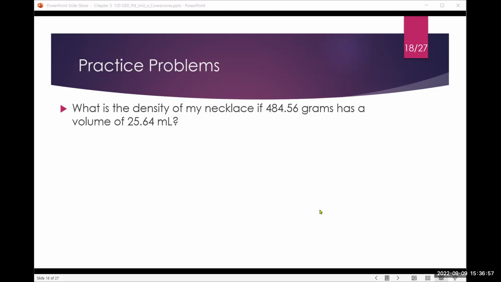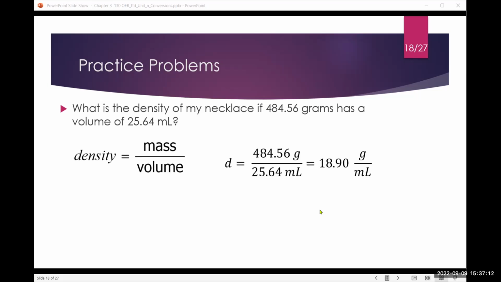For example, what is the density of this necklace that weighs 484.56 grams, and it has a volume of 25.64 milliliters? Well, we simply take the equation, plug in the numbers, and then do the math. And then finally at the end, do keep track of your sig figs, because the denominator here has 4 sig figs. The numerator has 5 sig figs. So our answer should have no more than 4 sig figs, because the 4 sig fig number was the least accurate.